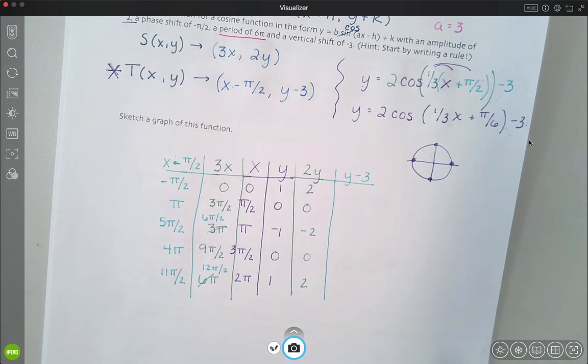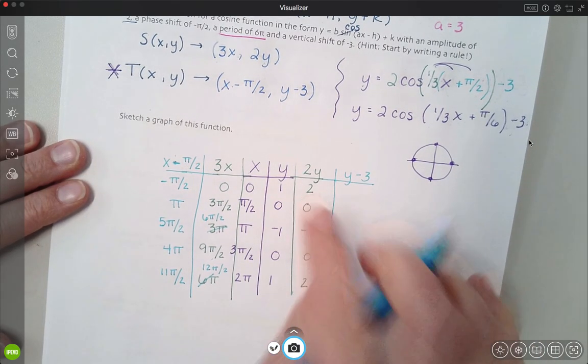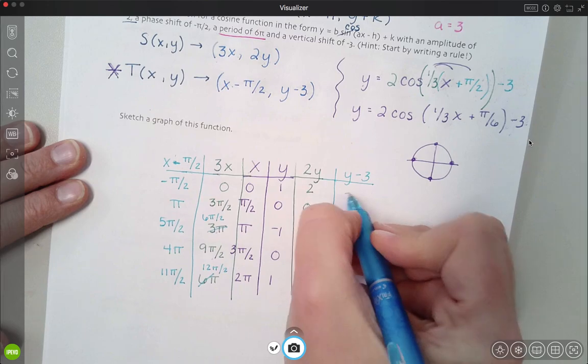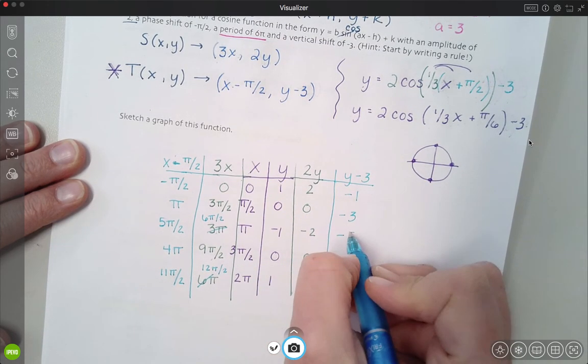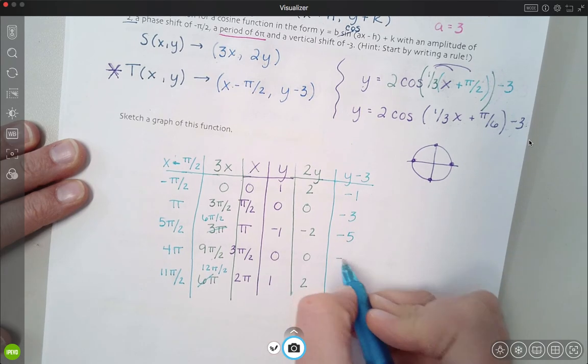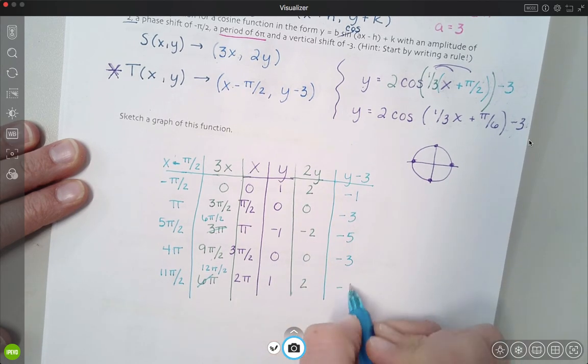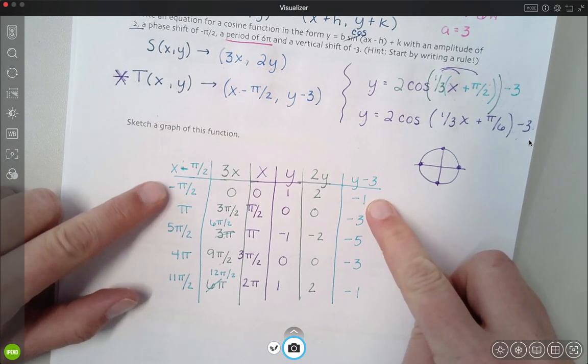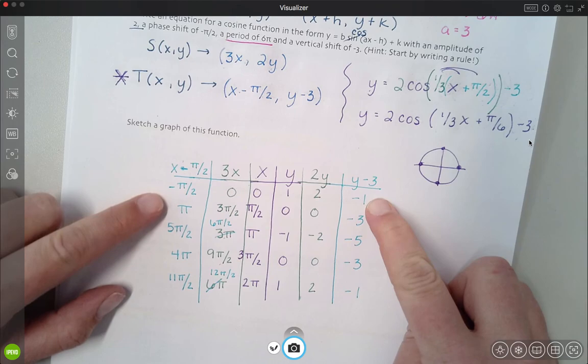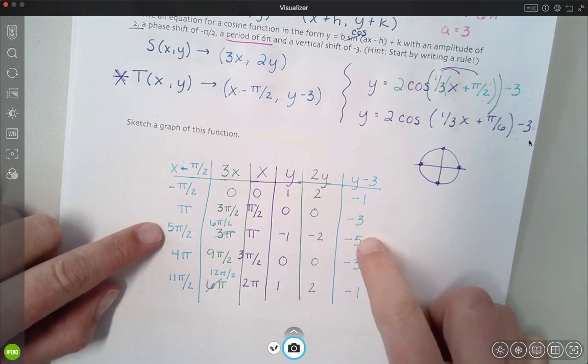Now let's do it with the y's. So I'm going to take all these values and subtract 3. 2 minus 3 is negative 1. 0 minus 3 is negative 3. This will become negative 5. 0 minus 3 is negative 3 again, and then 2 minus 3 is negative 1. So if I look at these coordinates, negative pi over 2, negative 1; pi, negative 3; 5 pi over 2, negative 5.